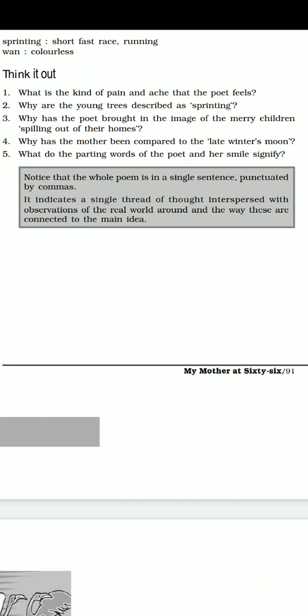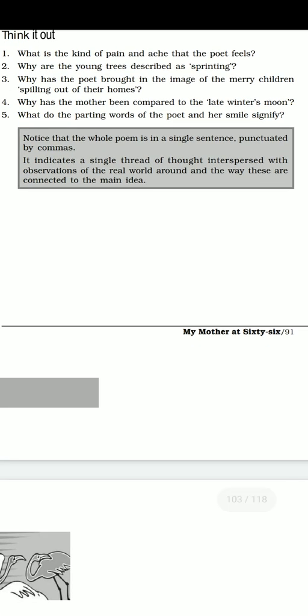Number 2. Why are the young trees described as sprinting? I hope you must have understood the meaning of sprinting trees. When you are traveling in a very fast moving vehicle, the trees planted at the side of the road seem to be running fast in the opposite direction. Actually, trees are not running in the opposite direction. Only the vehicle is moving. That's why the young trees are described as sprinting.